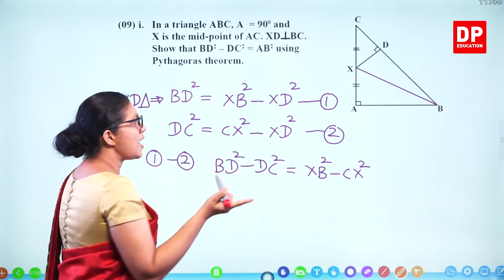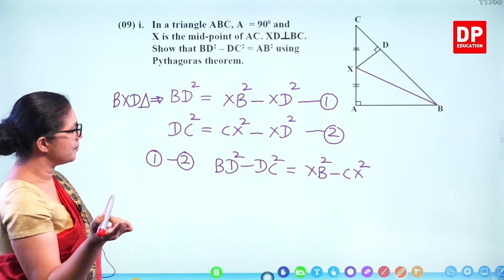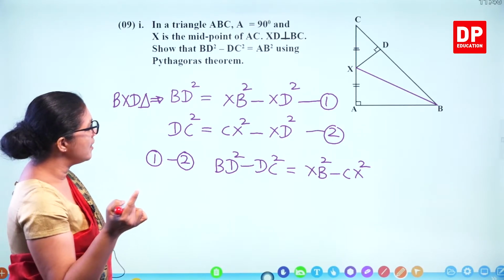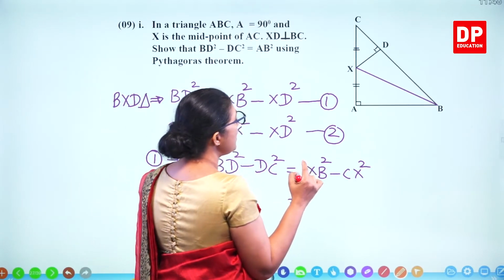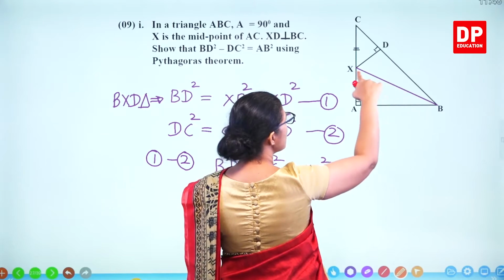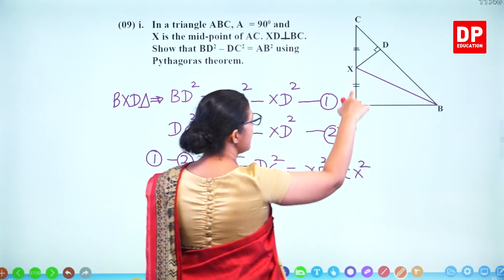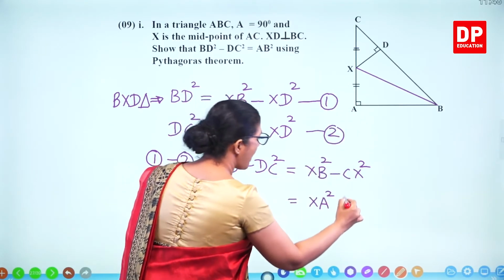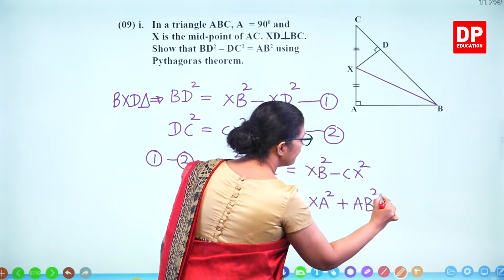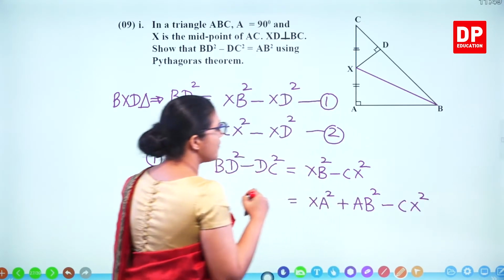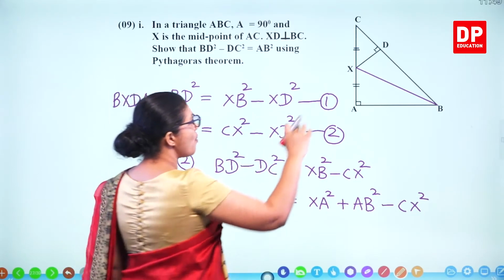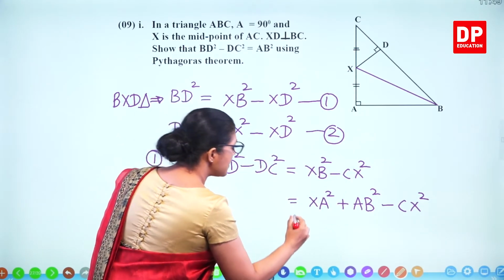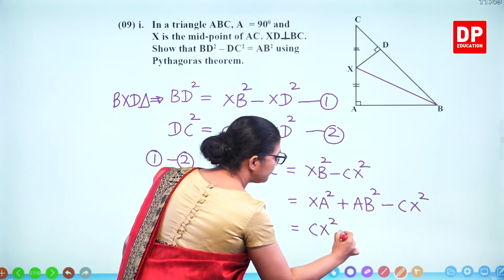But these two are the same sign. It gets cancelled out. Now, left hand side is okay. So, you have to show this is AB squared. Now, look carefully. XB squared is what? Using this triangle, that's equal to XA squared, this one, plus AB squared. CX squared we can write as it is. But we know that this length is equal to this length. So, instead of XA, I can write CX squared instead of that.